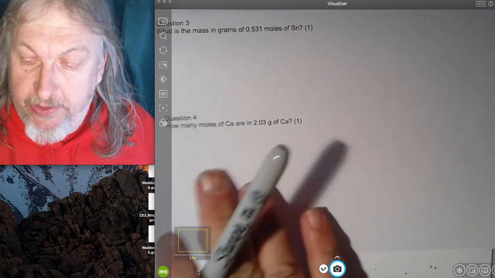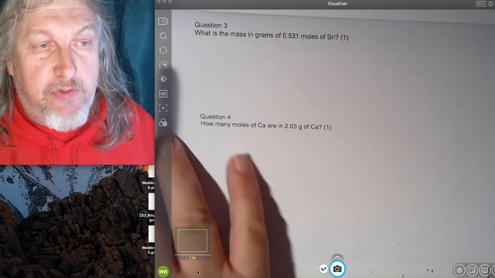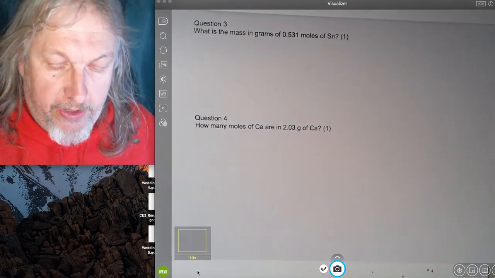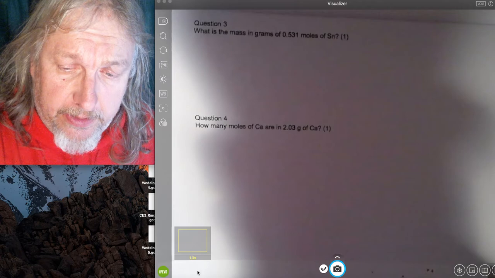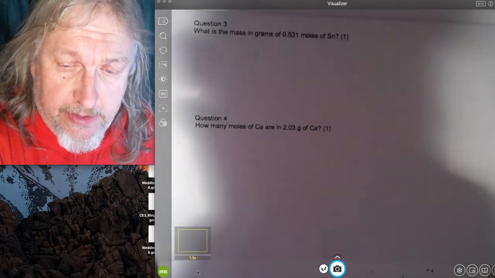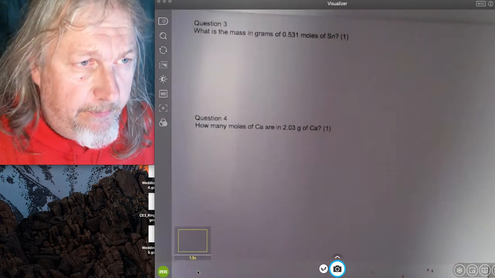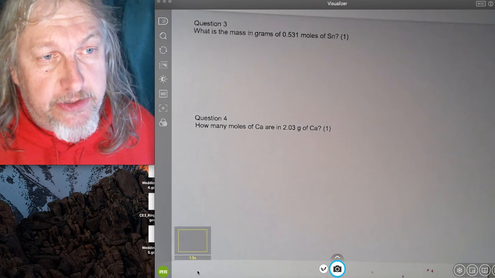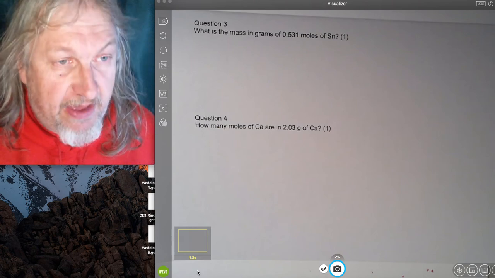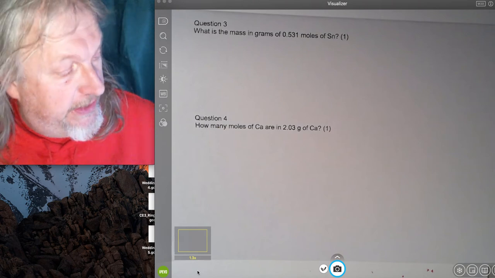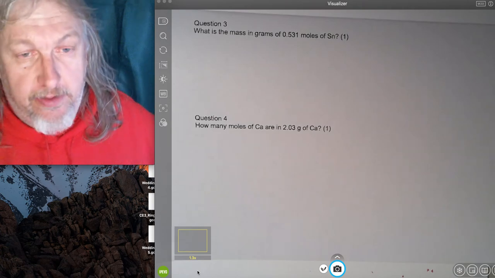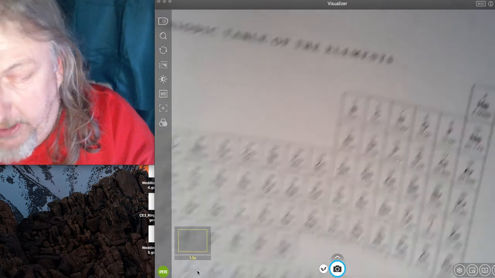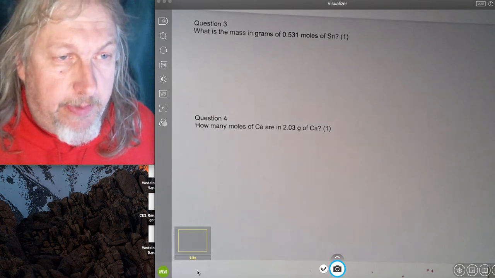We're continuing to work on Worksheet 4S right now. So what we need to look at now is problem number 3. What is the mass in grams of 0.531 moles of Sn? So first of all, we've got to get our periodic table, because that's going to give me the atomic weight of tin.